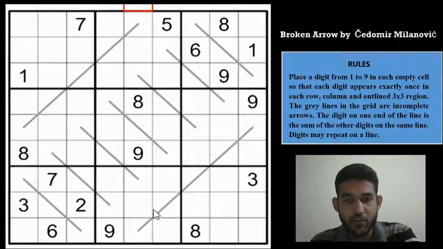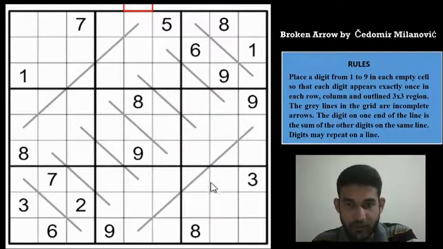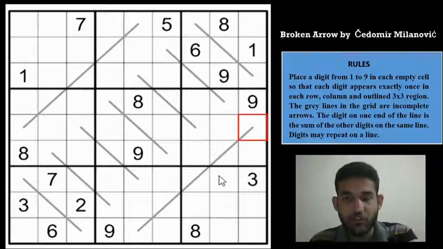So normally in arrow Sudokus, we will have the circle given at one end of the line and the digit in the circle will be the sum of the digits on the arrow stem. But here it's up to the solver to determine which end of the line contains the circle. Right? We don't know which end of the line contains a circle, so the solver has to determine. One thing we know for sure is that the circle cannot be in the middle because this is given in the rules. The digit on one end of the line is the sum of the other digits on the same line. So the circle cannot be in the middle of the line. It has to be present at one end of the line. So with that, we'll start solving the Sudoku by Čedomir.